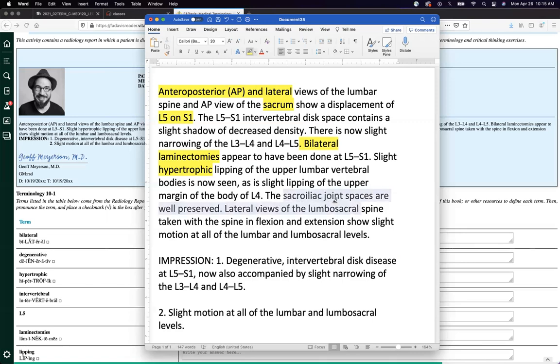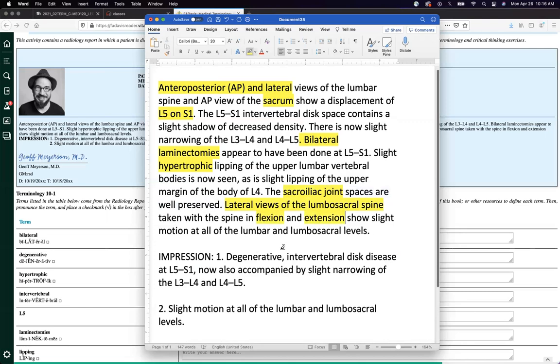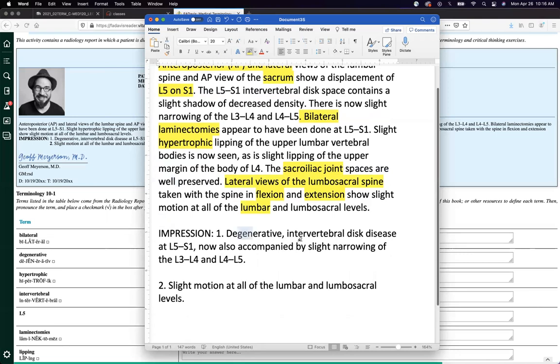Yeah. Which were okay? These. We took another view of what? This. What did we make the patient do? This. This. And there was slight motion at what levels? This. This. What was the diagnosis? That.